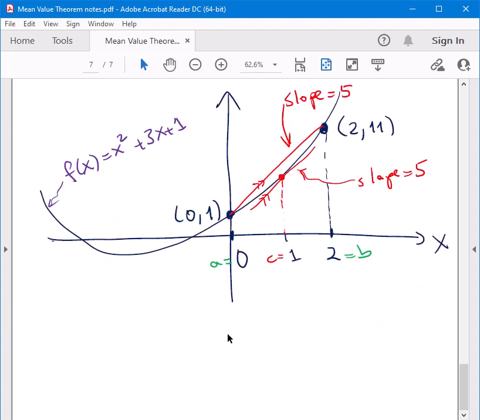Now, graphically, it's going to look like this. We have a function here, x squared plus 3x plus 1. We have an interval 0 to 2. One endpoint is (0, 1). The other endpoint is (2, 11). There is a line connecting these two endpoints, which is this line. It has slope 5. And we just found that there is a point in this interval, c equals 1, where the slope is also 5. So this is a numerical example for the mean value theorem.